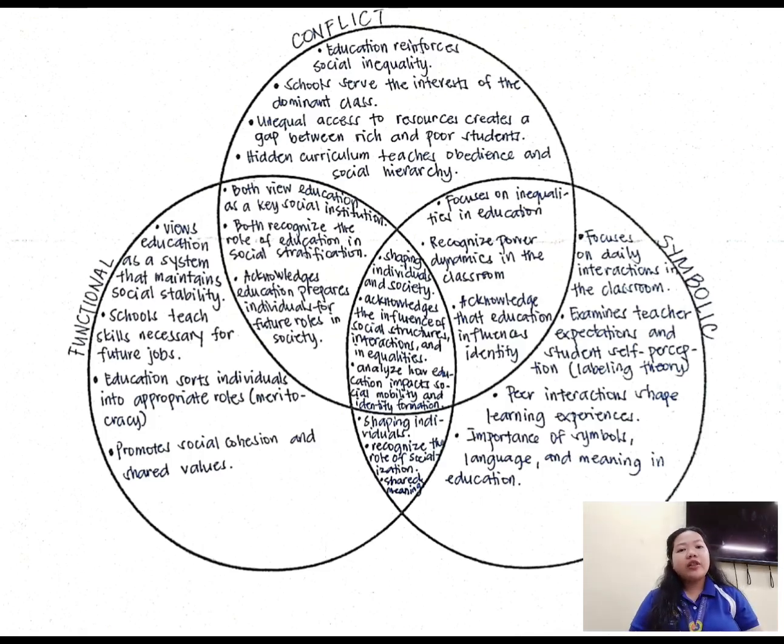So in here, teachers' expectations can influence students' performance and also their self-esteem. So if a teacher labels a student as smart, then that student may feel motivated to perform well. And conversely, a student labeled as a troublemaker may internalize that identity and disengage from learning or from school. Third one is that peer interactions also shape the learning experiences.